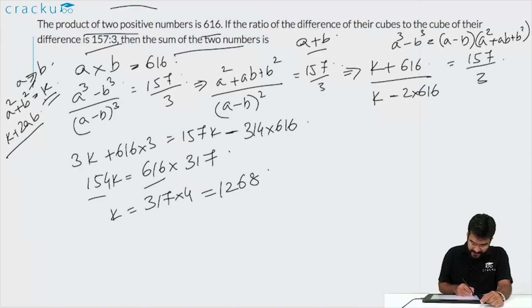Now we are required to find out the value of k plus 2ab. What exactly is k? K is a square plus b square. So once we add 2ab to this, we are going to get a plus b whole square.